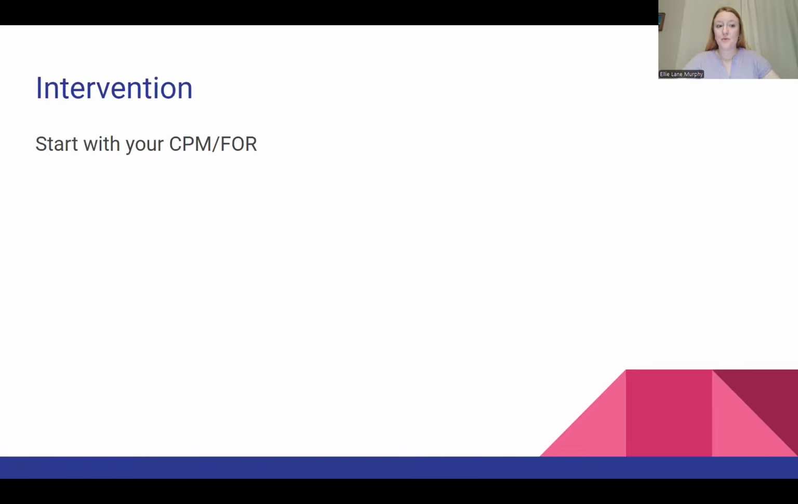Okay, so for intervention planning, we always want to start with our conceptual practice models or frame of reference, right? This is the scaffolding that you're going to use to design your OT interventions to support your students' needs. So we'll use the PEO model, for example. So starting with the P, the person factors. What do you know about the child? What are their strengths? What are their challenges? What makes them shine? What challenges them and makes things harder for them? What do we know about them?